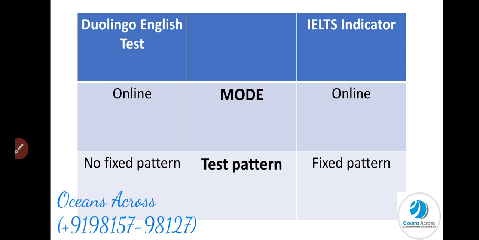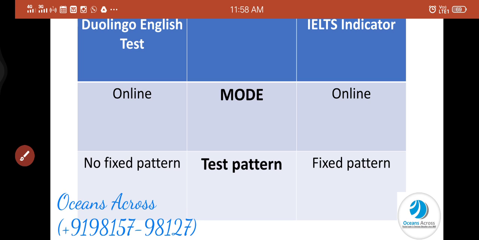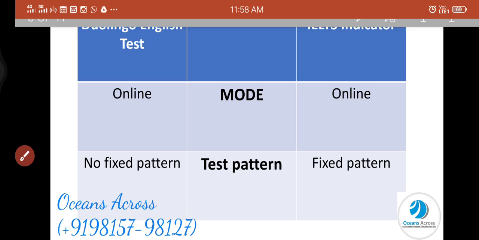Mode for both these tests is going to be online. You need not go out of your home. You can stay at home and attempt both of the tests. But there's a very major difference between the pattern of these two tests. Duolingo English test is an integrated test. It doesn't have any kind of fixed pattern, but IELTS indicator is a replica of IELTS test, so it's going to have a proper and fixed pattern.